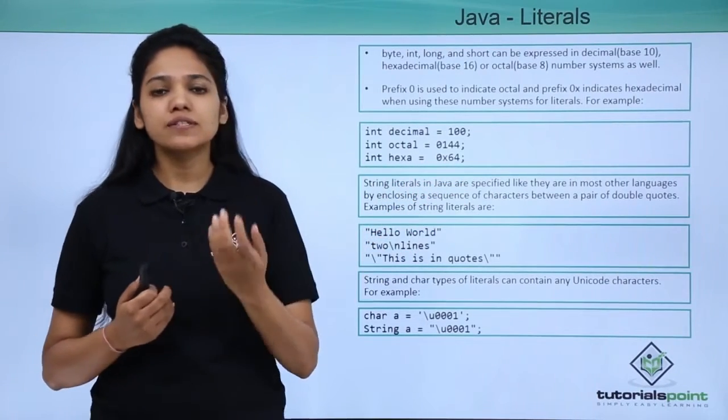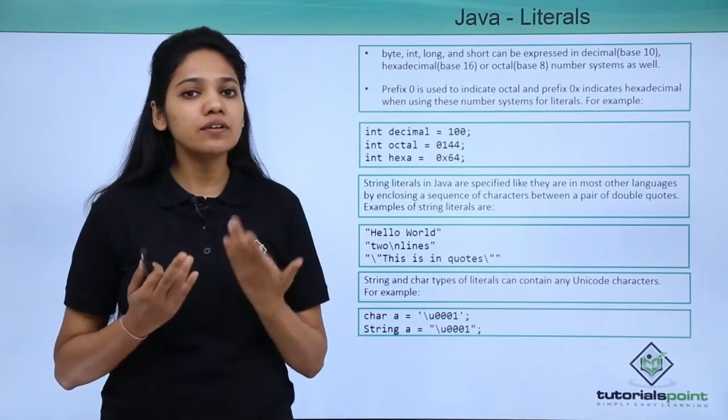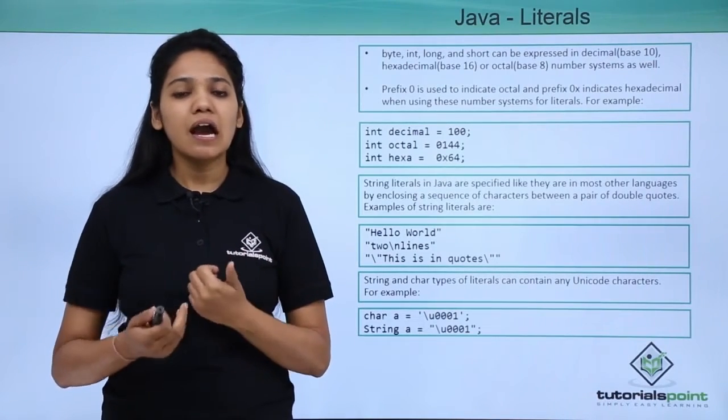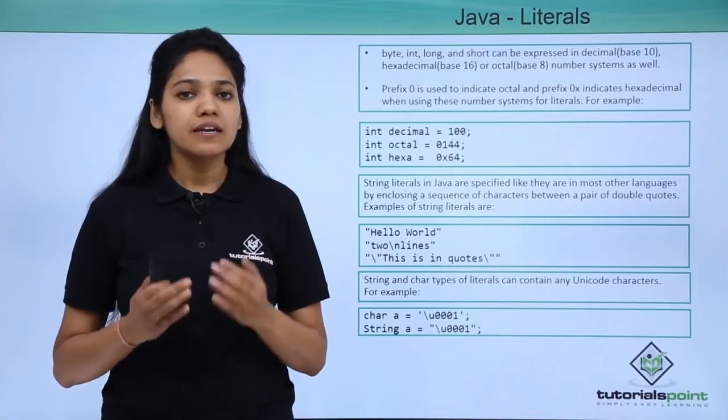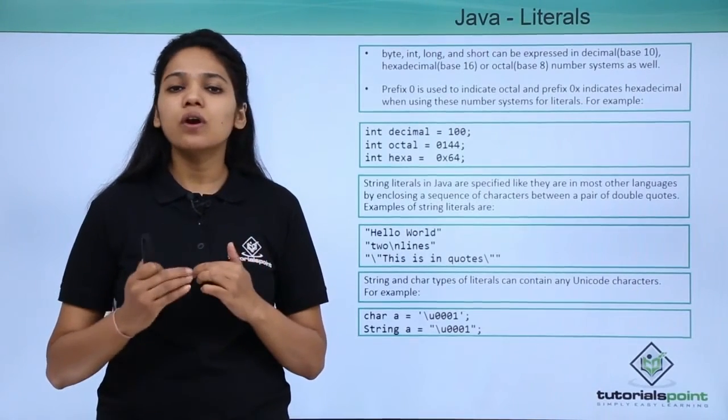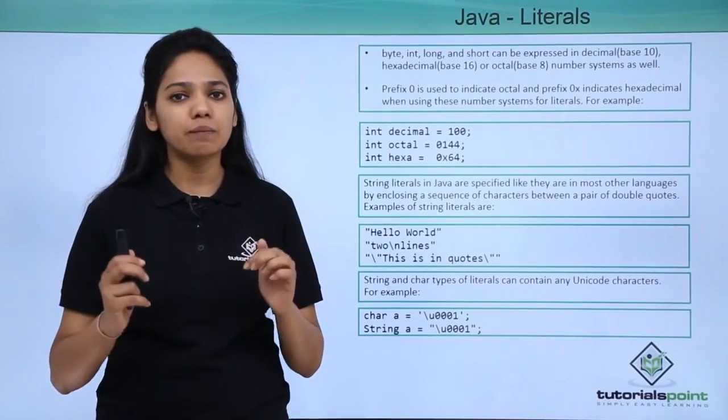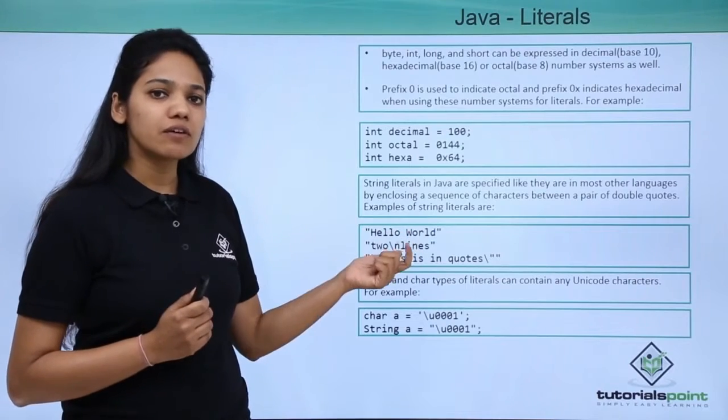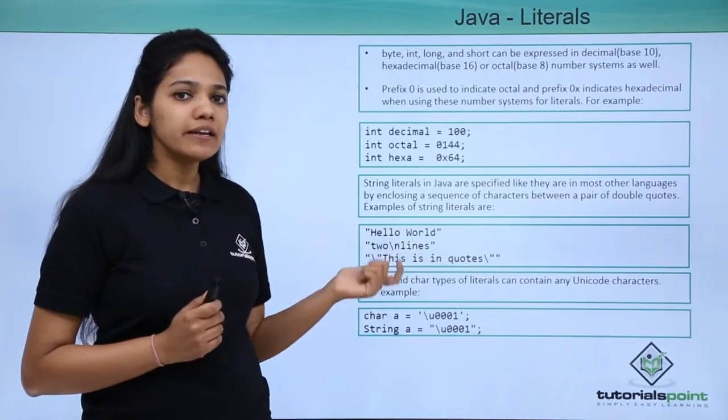This is in the case of primitive types, but we also have a reference data type called string. How does string work with literals? In any other language, we represent a string in double quotes. Similarly, even in Java, we represent a string in double quotes.